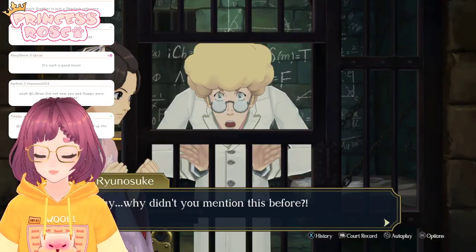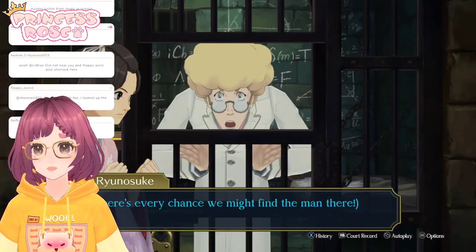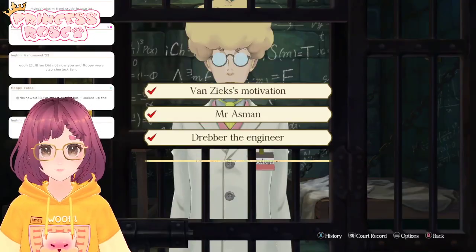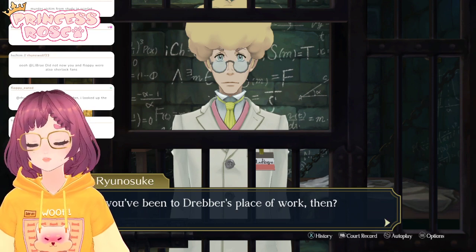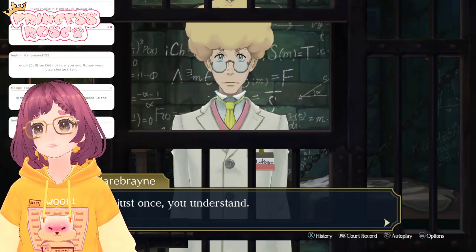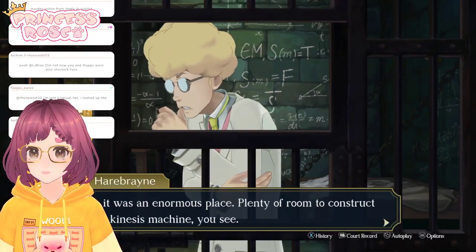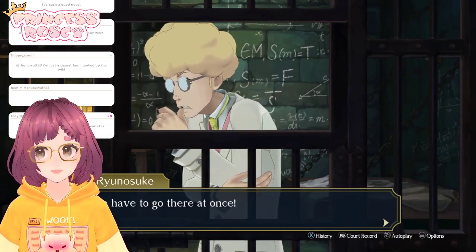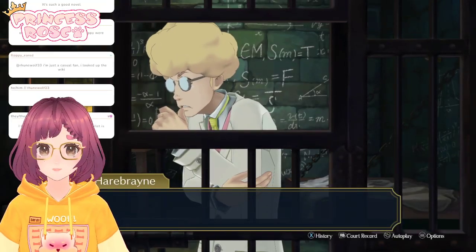Why didn't you mention this before? Enoch Drebber's workshop. There's every chance we might find the man there. So, you've been to Drebber's place of work then? Yes, just once, you understand. It was an enormous place, plenty of room to construct the kinesis machine, you see. Where can we find it? We have to go there at once. There's a good chance that we'll find Drebber there.